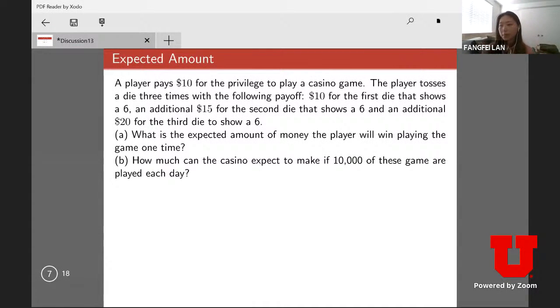So we're doing expected value again. So hopefully this time we can make more sense of it. A player pays $10 for the privilege to play a casino game. The player tosses a die 3 times with the following payoff: $10 for the first die that shows 6, an additional 15 for the second die that shows 6, and an additional 20 for the third die that shows 6. So what is the expected amount of money the player will win playing the game 1 time?